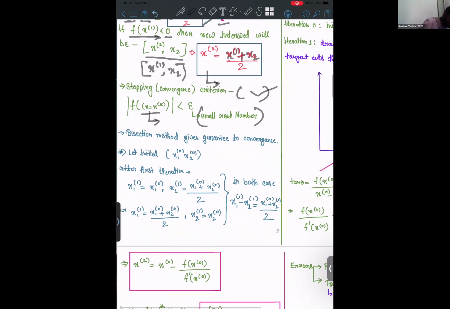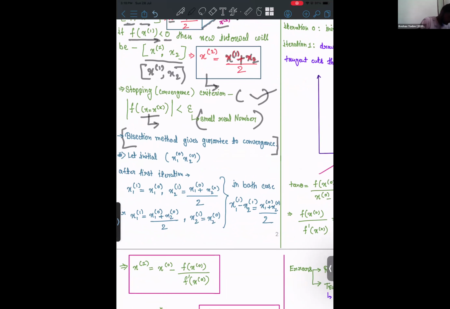So the main advantage or the beauty of the bisection method is that it gives guarantee of convergence. Guarantee of convergence means as we move forward in the iterations, we move closer to the actual solution. It is not like first we come closer to the solution, then move away. This can be proved like that.